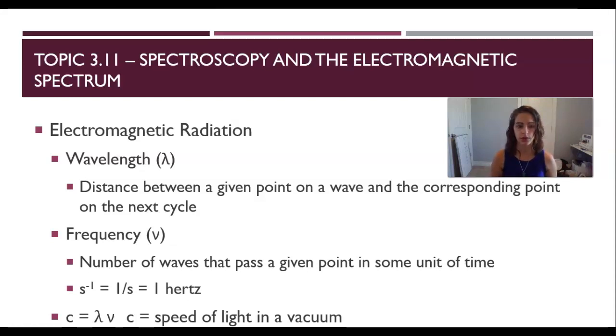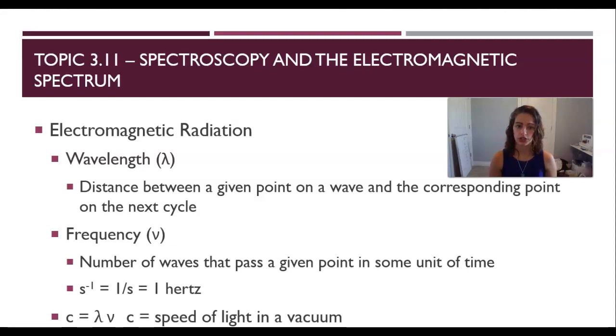The next aspect is frequency. The symbol for frequency is the lowercase Greek letter nu. It looks kind of like a V, but it's not. It's kind of got a little curve to it. Frequency is the number of waves that pass a given point in some unit of time. So it's how often they cycle. A higher frequency means they cycle faster. Lower frequency means they cycle less fast. In frequency, the units are inverse seconds.